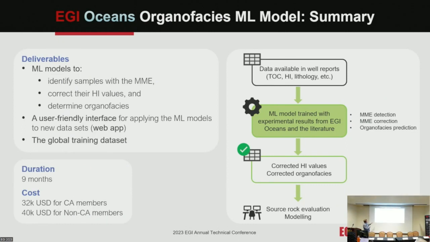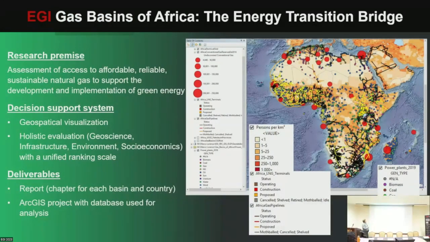So this is the workflow for this, and the cost is $40K for non-CAs and $32,000 for the CAs. Gas basins of Africa is another project that H and Brian and others we have been working on, Chris. So some work has been done.